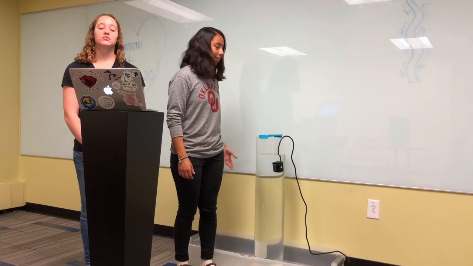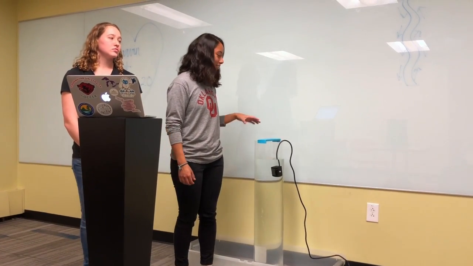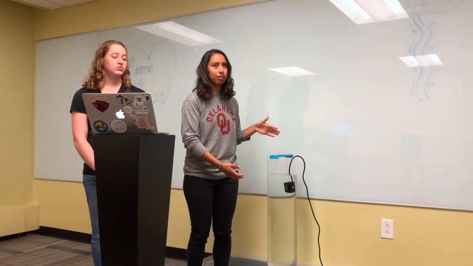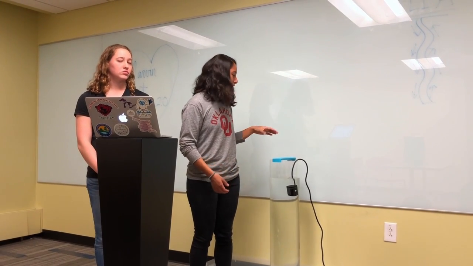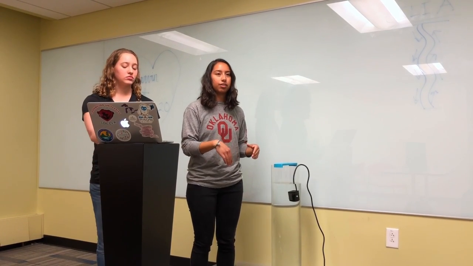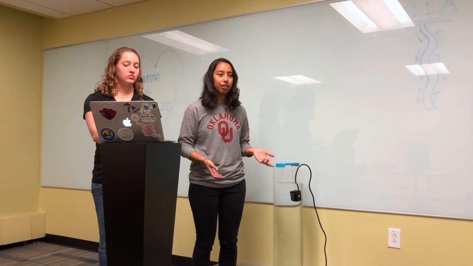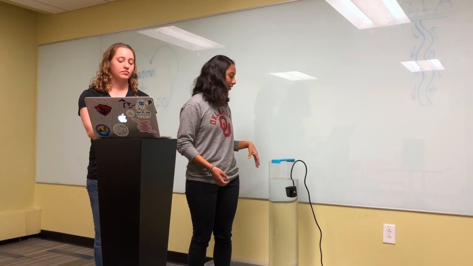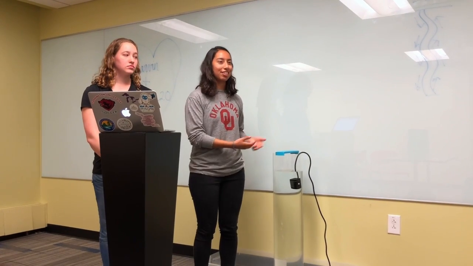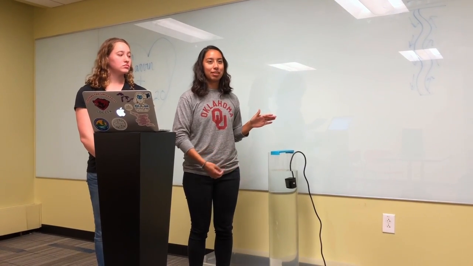Our tank here is 3 feet tall and 8 inches in diameter, so that it's long enough to hold the cilia, which is like 2.5 feet long, and it's wide enough so that there's room in case the cilia oscillate, it won't hit the sides and interfere with it. Also, it's clear so that you can see movement or whatever the cilia does in the tank as it's being tested.